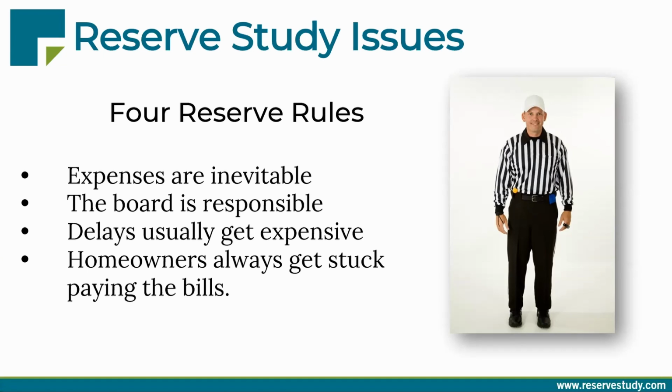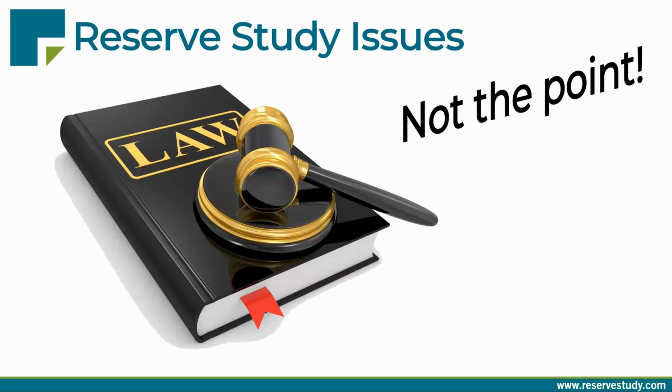Homeowners always get stuck paying the bills. So this is how it comes together. Boards are responsible. The expenses are always going to happen. They need to be time-driven because delays get expensive, and do it for your homeowners. Make the decisions that are going to keep the association looking nice, a great place to live, and moving forward, maximize home values.